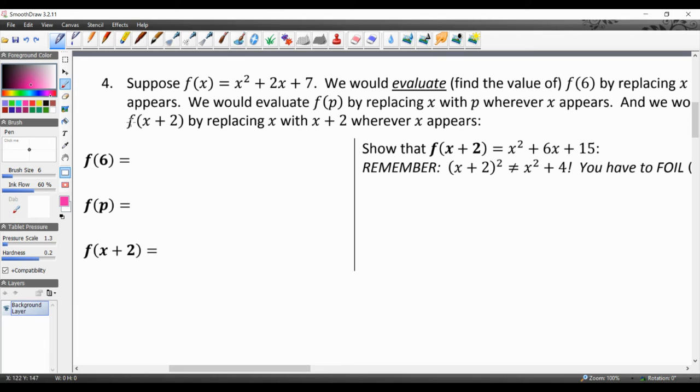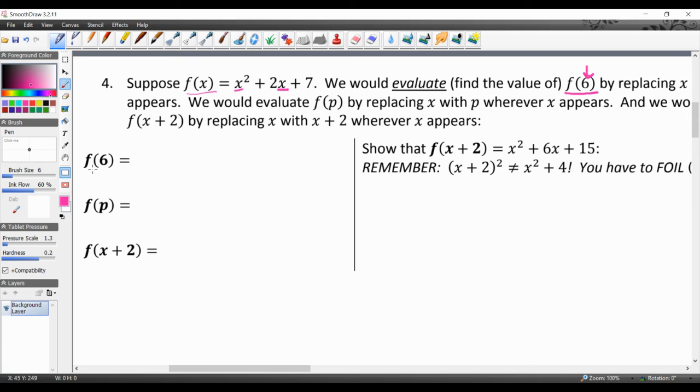All right, so here for number 4, we have that suppose f of x is equal to x squared plus 2x plus 7. So we have this function right here. We want to evaluate f of x when x is equal to 6, meaning this part right here. And the way to do that is pretty much just to replace every single x with whatever is inside the parentheses. And you've done this before.